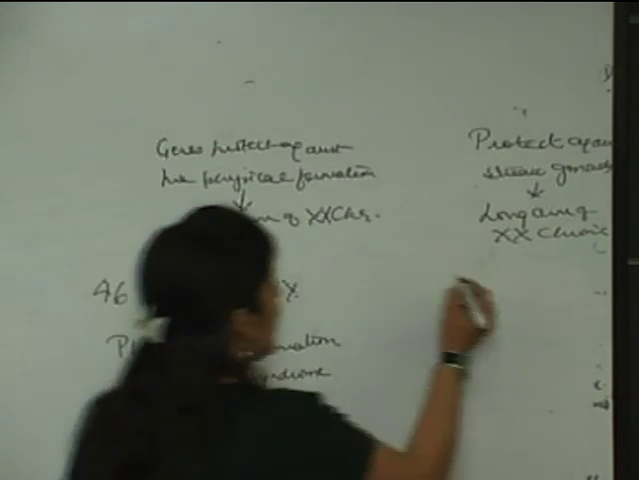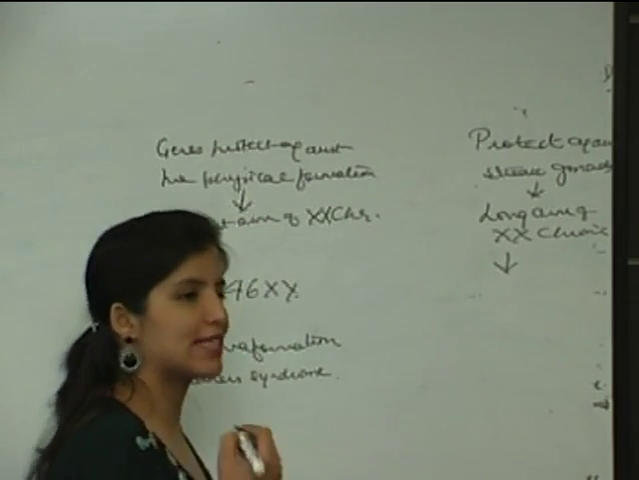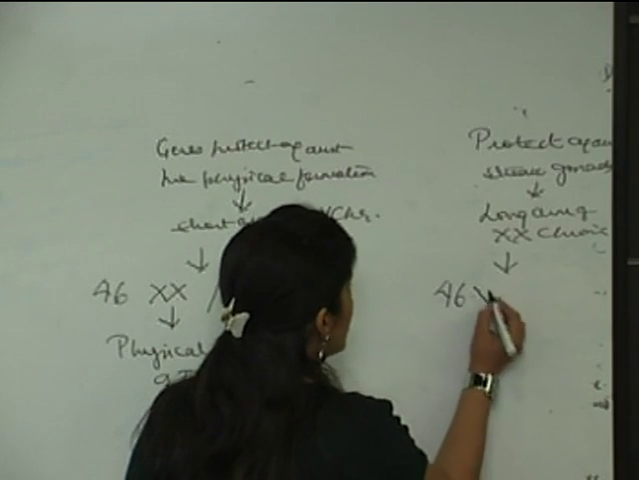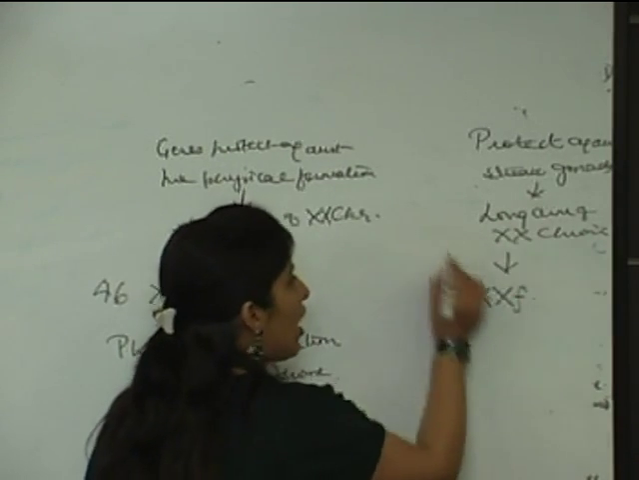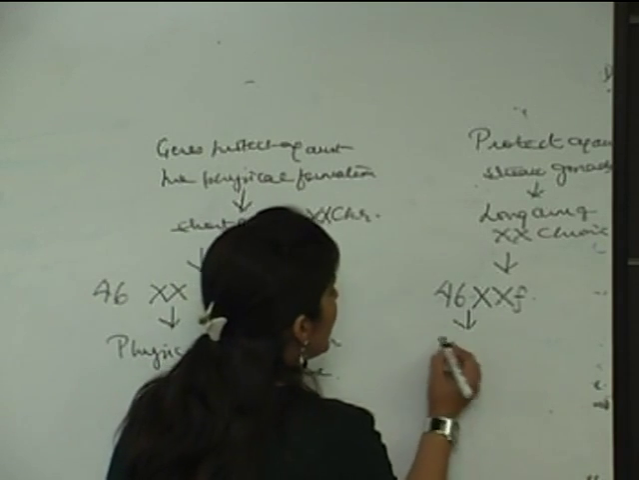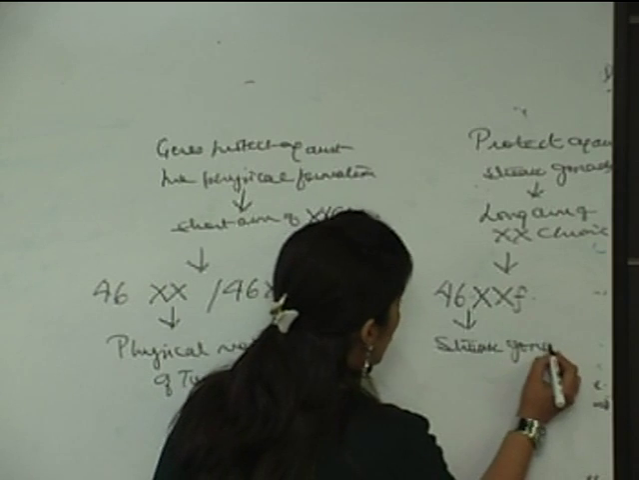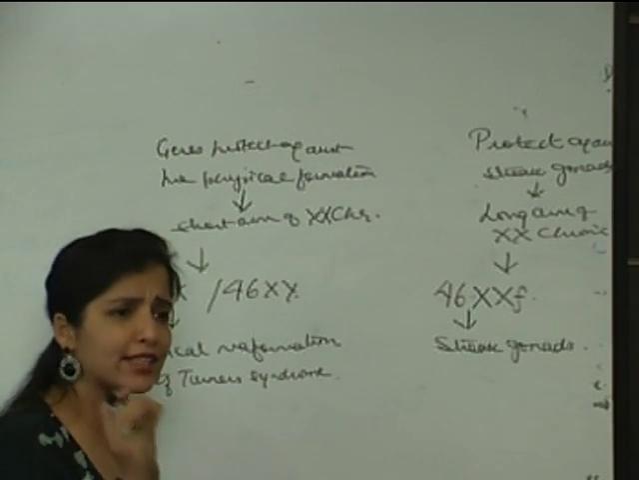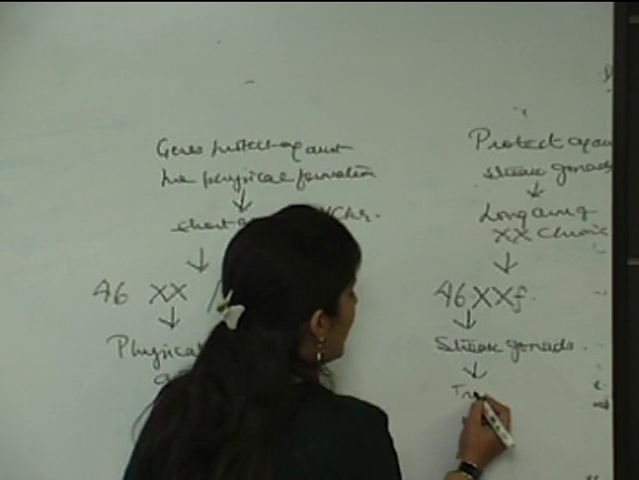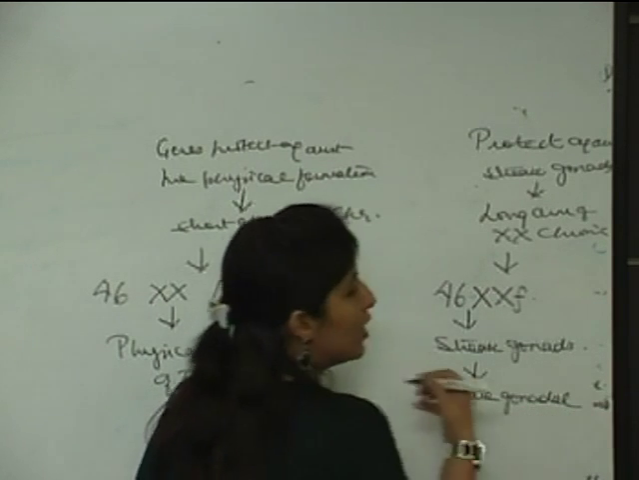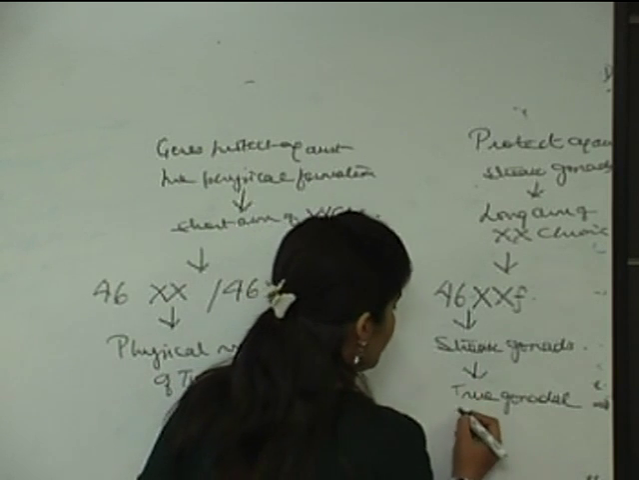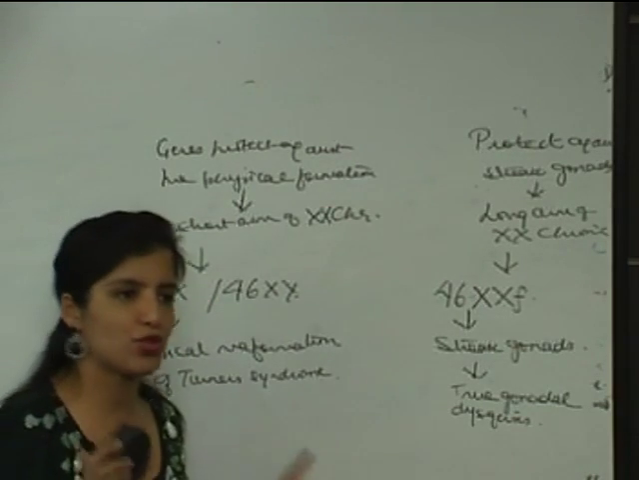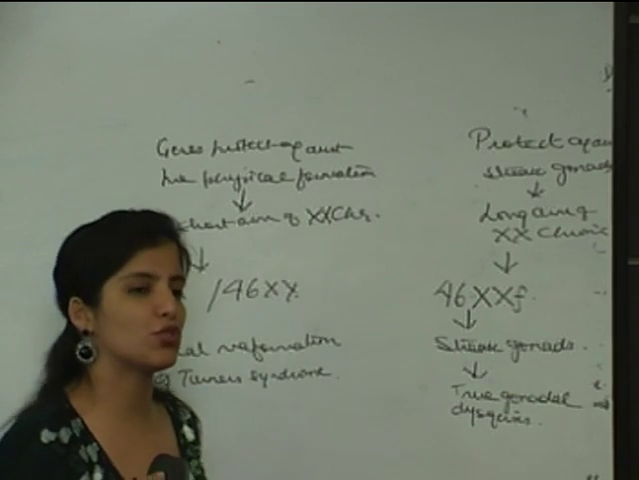Whereas on the other hand, if the long arm of the X chromosome is absent, the genes which protect against streak gonads are absent. So if the chromosome number is 46XX but the long arm of the X chromosome is absent, it will lead to streak gonads, although the physical manifestations of Turner syndrome will not be there. This is exactly what is happening in true gonadal dysgenesis, the second cause of primary amenorrhea in compartment 2. In true gonadal dysgenesis, the gonads are streak, but the physical malformations of Turner syndrome are absent.